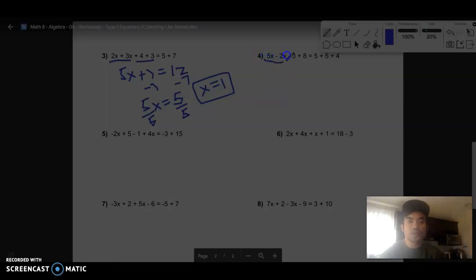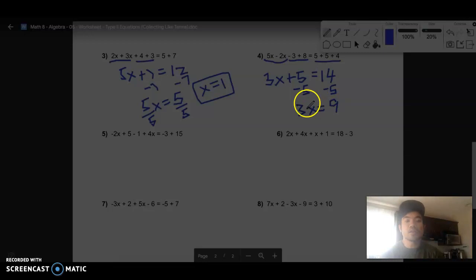5x minus 2x is actually 3x. Negative 3 plus 8 is positive 5. Now, 5 plus 5 is 10. 10 plus 4 is actually 14. Now, we need to get rid of positive 5. So let's just minus 5 on both sides. And I should get 3x equals 9, I believe. 14 minus 5 is 9.